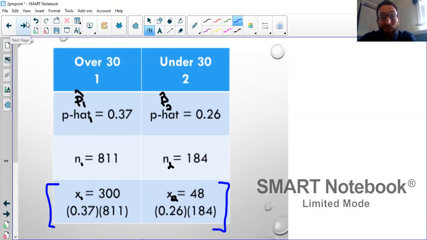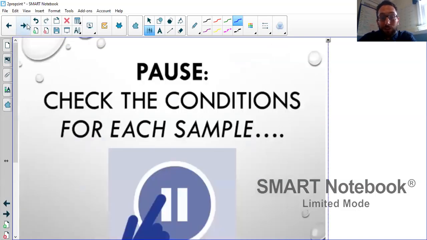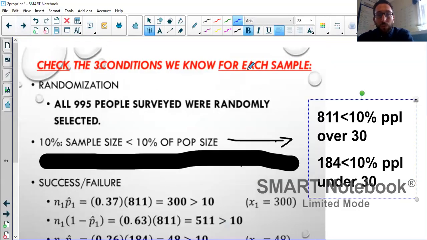All right, so next up, we have to check the conditions, and we have to check the conditions for each sample. So give the video a little pause here, and I'll check the conditions for each of the 2 samples. So here we go. When we check the conditions for each sample, if you want to just go below that table that you created and check the conditions separately for each sample, that's totally fine. If that's what works for you and feels the most comfortable, do that.